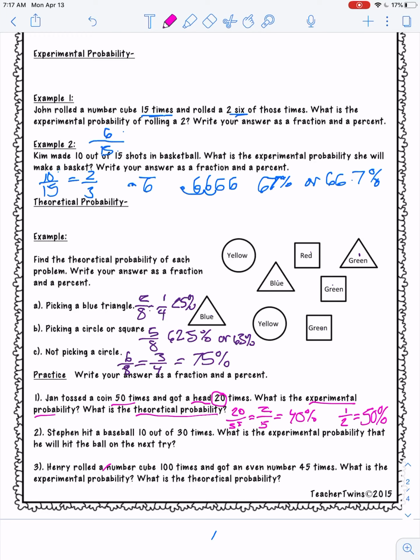Number 2, Stefan hit a baseball 10 out of 30 times. What is the experimental probability that he will hit the ball on the next try? So we have 10 out of 30 times. So we have 10/30ths, which equals 1/3, which equals 33%.